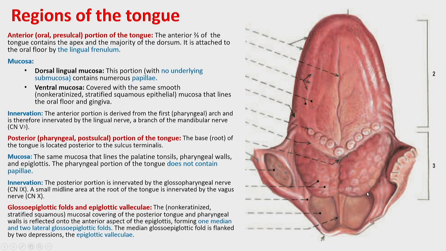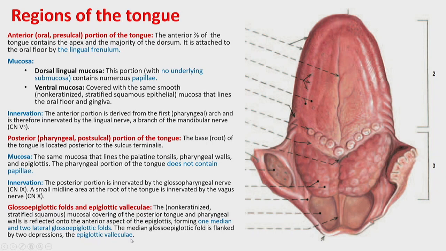There are some folds that you can see connecting the root of the tongue to the epiglottis, that for sure you have seen in the dissection or you will see. These folds are called glossoepiglottic folds. As you see, we have one in the midline, which is called the median glossoepiglottic fold, and two on the lateral sides, right and left, the lateral glossoepiglottic folds. And between these three folds, you can see a fossa, which is called the epiglottic vallecula.